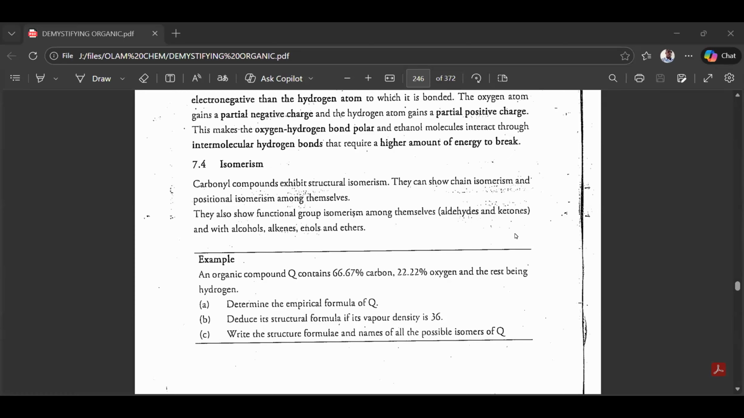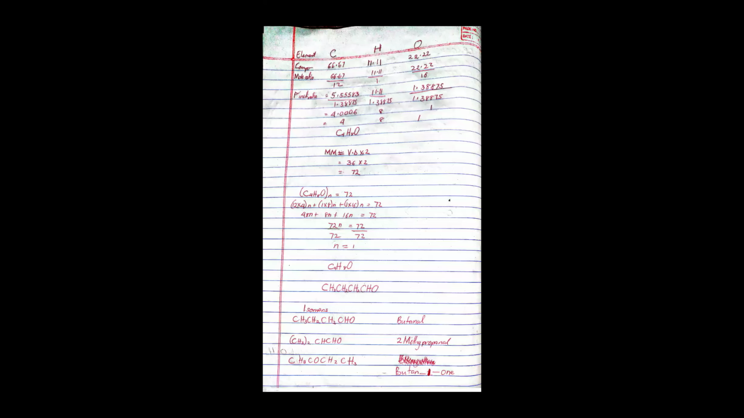Anyway, let me hope we have all tried out this question right here. If you have tried it, I'm very sure you have obtained this kind of empirical formula down here, C4H8O. Then even the molecular formula using vapor density, you get the same formula. So it was very direct. You could easily get it, C4H8O.